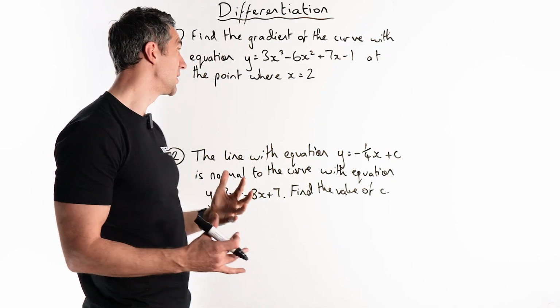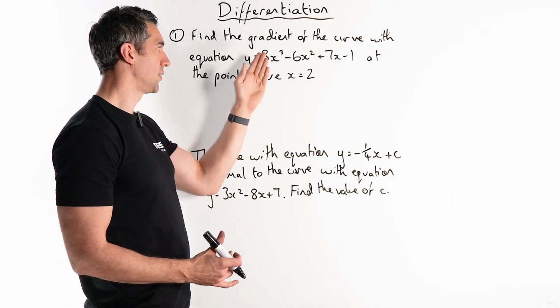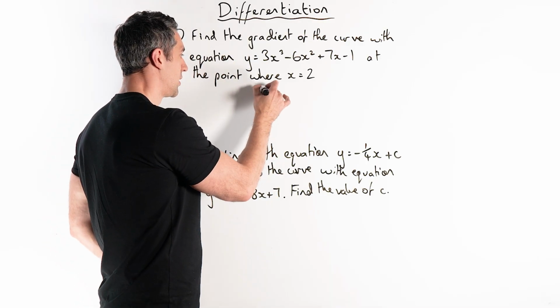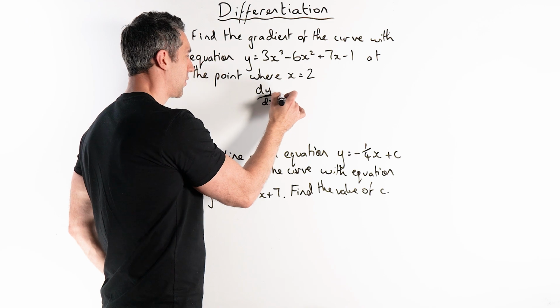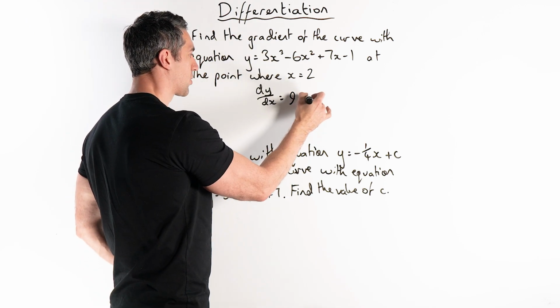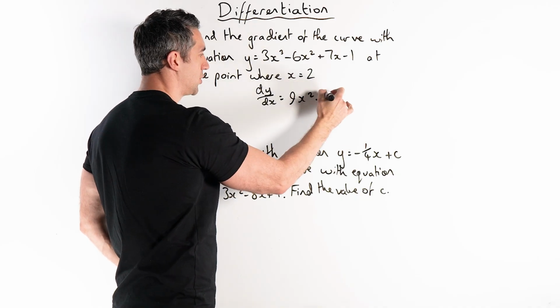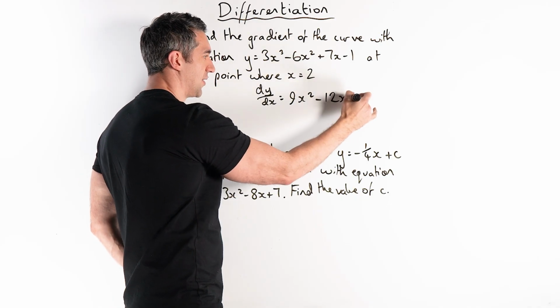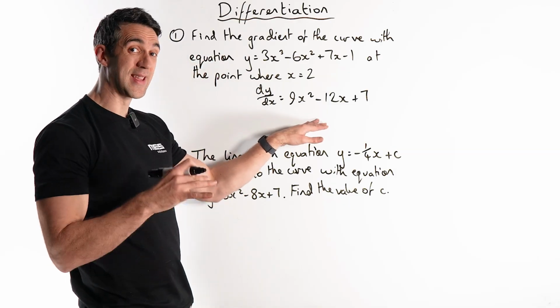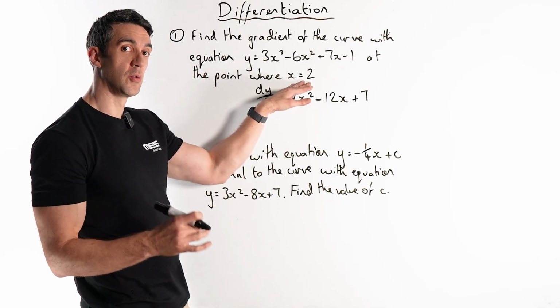We're going to do our normal routines for this. So gradient function for a curve, we're going to do our differentiation. So dy/dx, differentiate following our normal rules. It's multiplied by the power, take one off, so we get 9x squared, times by 2 gets us minus 12x, and then plus 7 tagged on the end. So we have our gradient function, and we've been given a point where we would like to know the gradient.